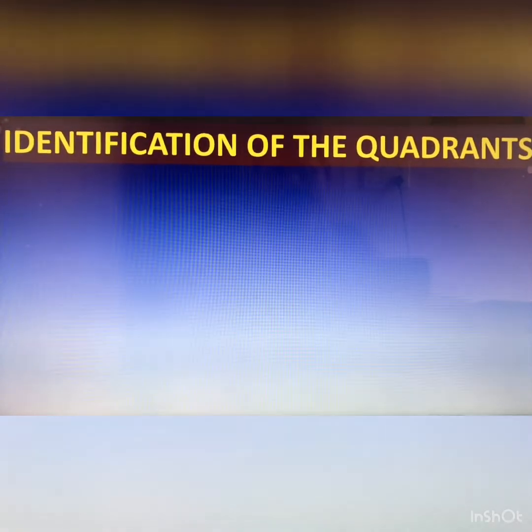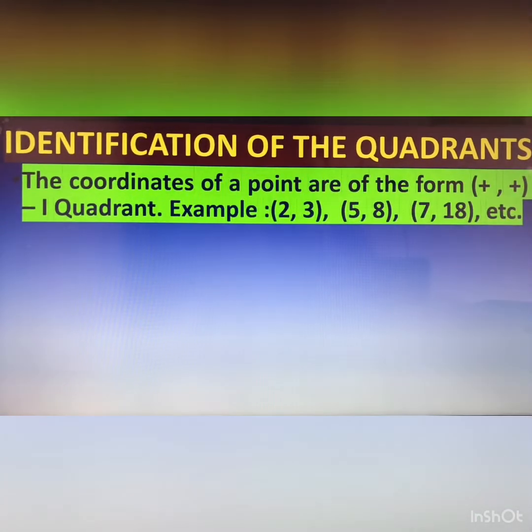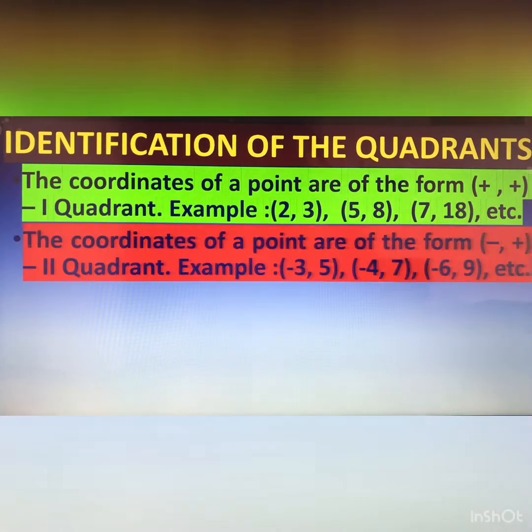Now, identification of the quadrant. How do we identify the position of the quadrant? If the coordinates of a point are of the form plus, plus, meaning both are positive, then 100% it is in the first quadrant. For example, 2, 3 lies in the first quadrant, and 5, 8 also lies in the first quadrant. 7, 18, both are positive, also lies in the first quadrant.